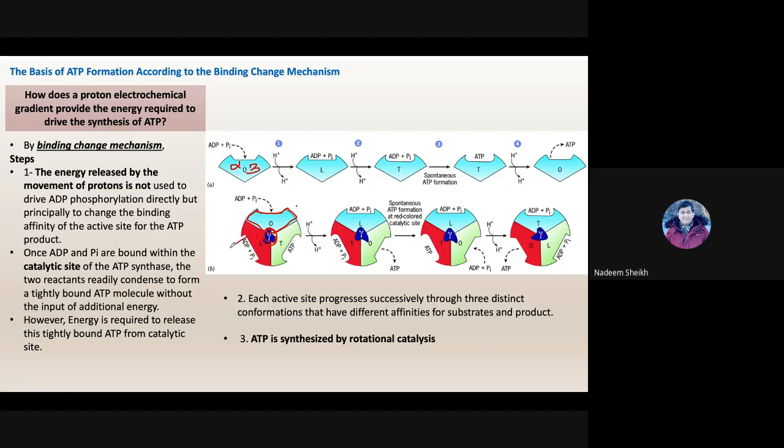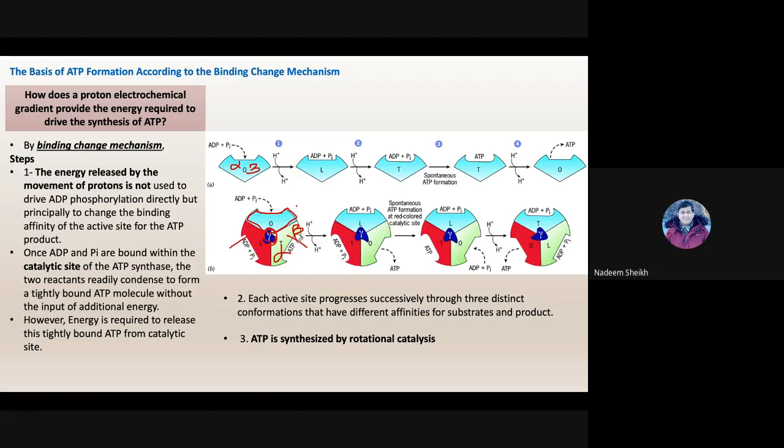This red color is the second binding site. It also has an alpha and beta subunit. The third one is also a site which has an alpha and beta subunit. This is when we look from the top of the F1 particle. Now the question comes: how does this F1 particle work for ATP formation?